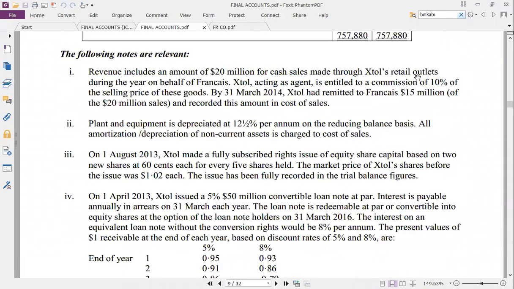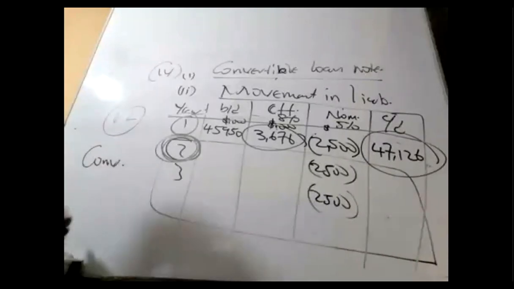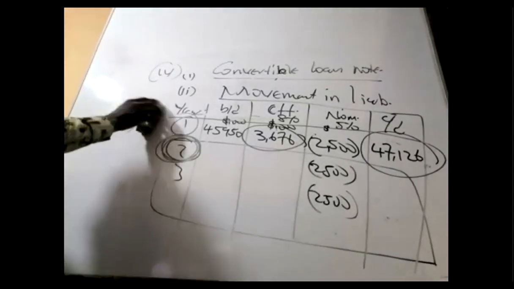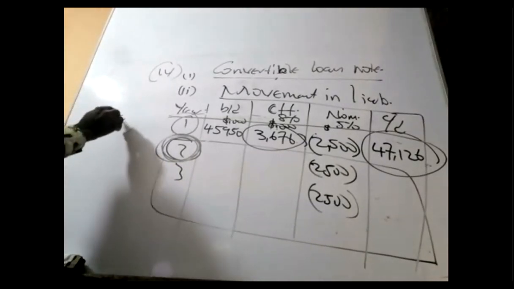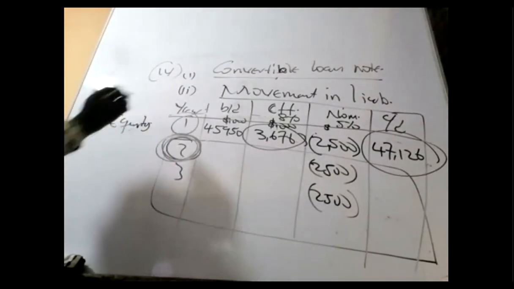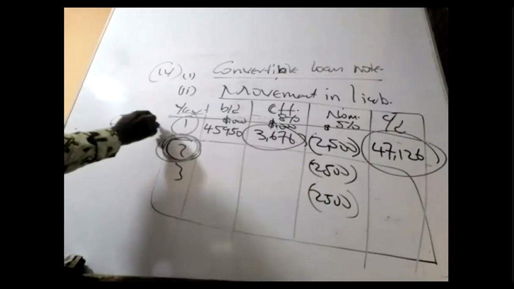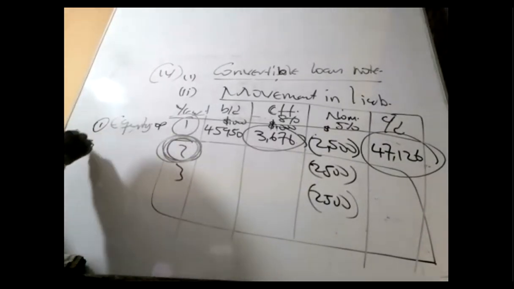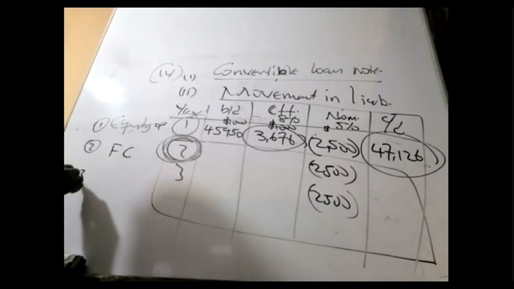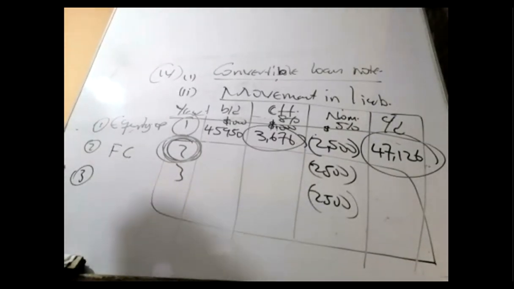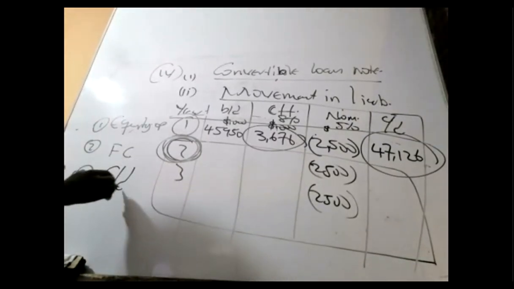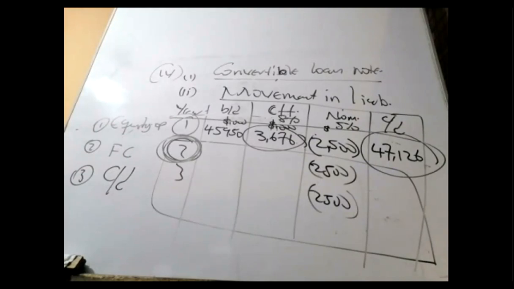So in summary, if it's convertible loan notes, you need the following items. First, the equity option. Number 2, you need your finance cost. Number 3, you need your closing balance, the balance carried down. That is all you need to define. Now let's go to the next footnote to finish this.